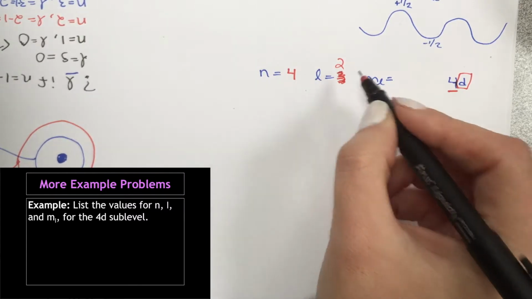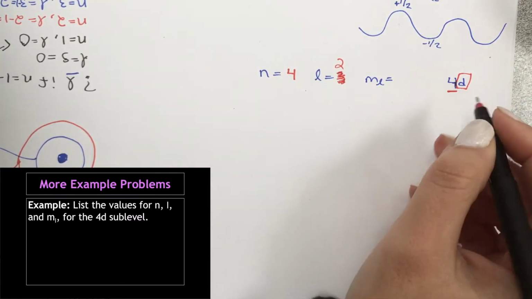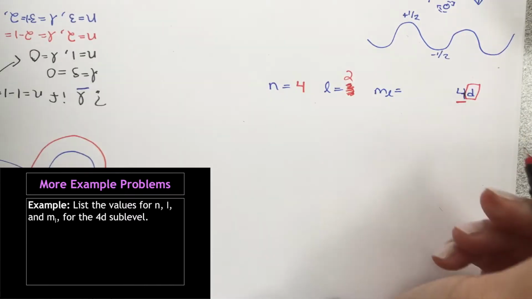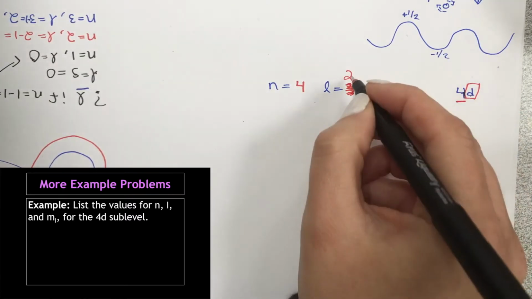But in the 4th energy level, you could have had up to an F. The F sublevel starts at 4. That's why I wrote 3. I'm so sorry. But we're talking about D, so it's 2.